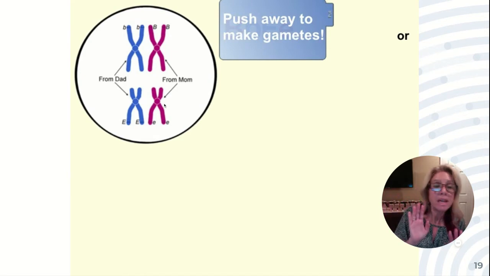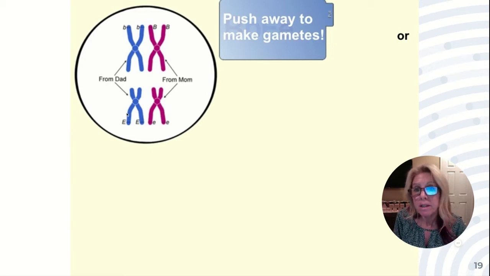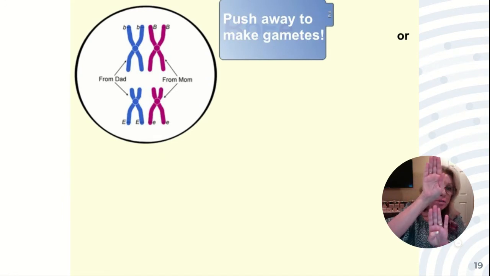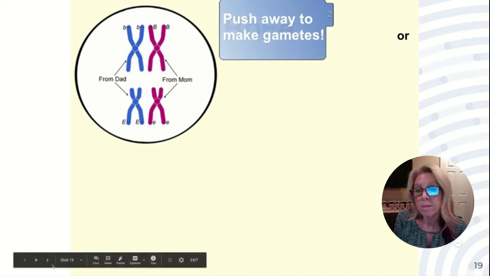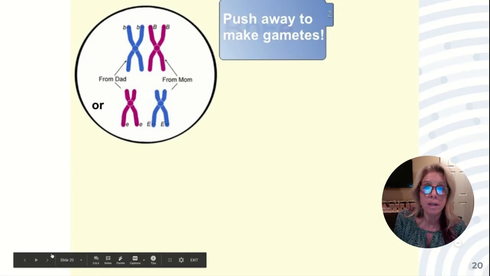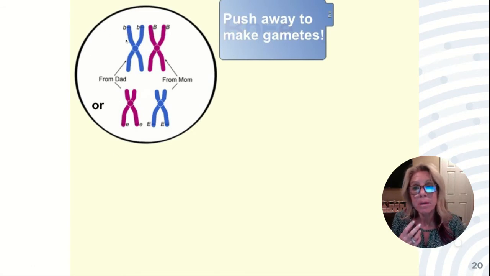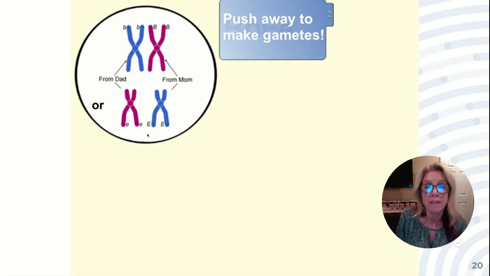If they line up in this way, right, and they separate from each other, then you would expect little b with big E and big B with little e. But they could have lined up a different way. Instead of lining up this way, they could have lined up this way. So you could flip that, right, because of the law of independent assortment. And so if they lined up this way, then you would get little b with little e and big B with little e in your gametes, right, depending on how they separate.